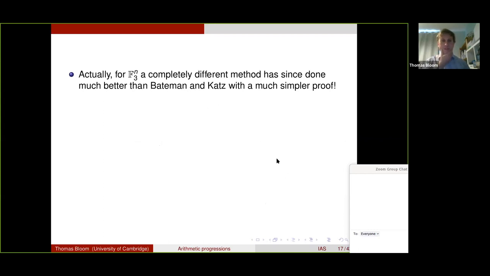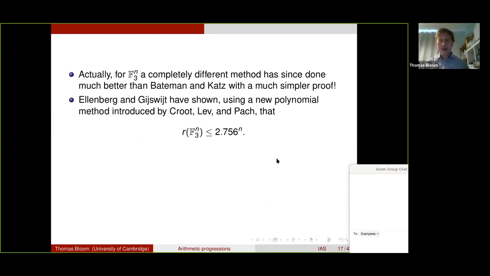And as was just mentioned, there is in fact a completely different method now known since Bateman and Katz for F3 to the n. I think it was 2016. A new polynomial method was introduced by Croot, Lev and Pach, which was then applied by Ellenberg and Gijswijt to prove a phenomenally better upper bound, in fact exponentially better, of roughly 2.756 to the n for this Roth type quantity.